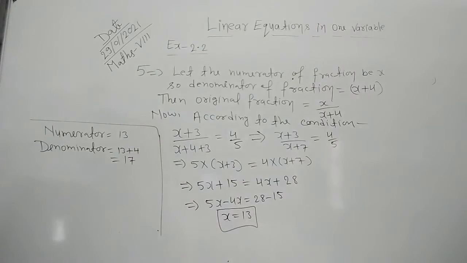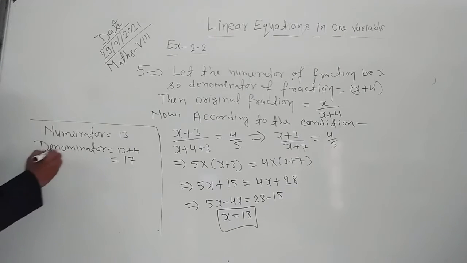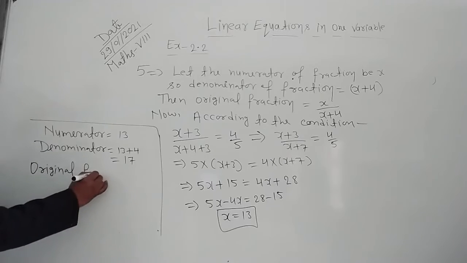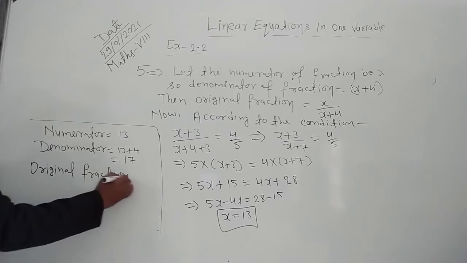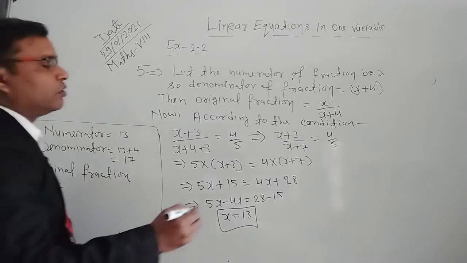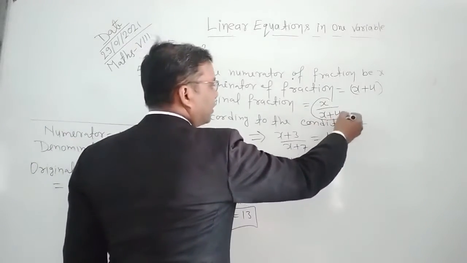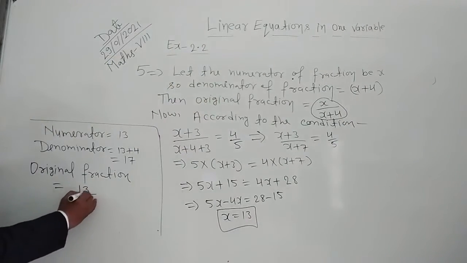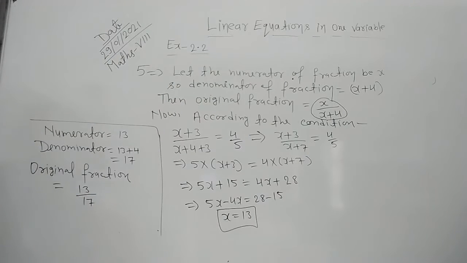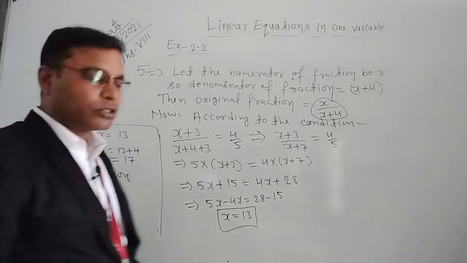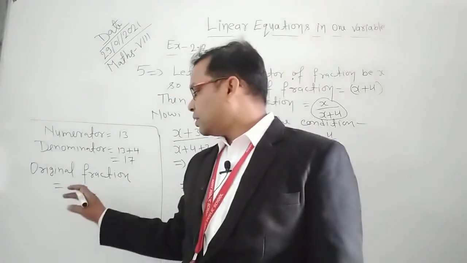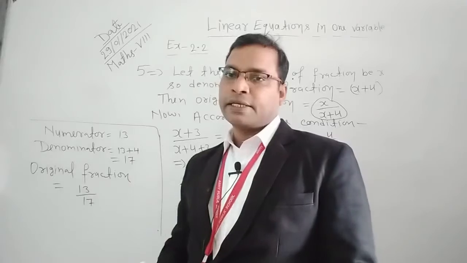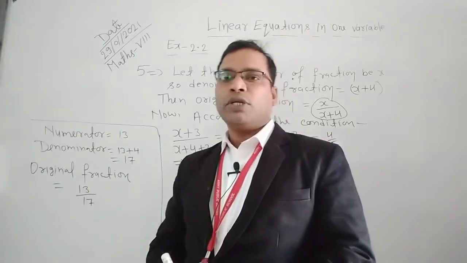Okay. Now, here we need to find the original fraction. Original fraction is equal to what? Here we let the original fraction be x upon x plus 4. So x is 13. x plus 4 is what? 17. So in this way we find the original fraction. This is equal to 13 by 17. Clear? Students, I hope all of you understood this question.